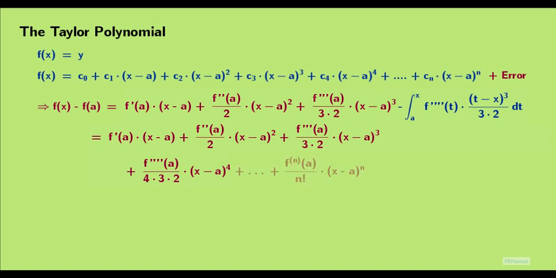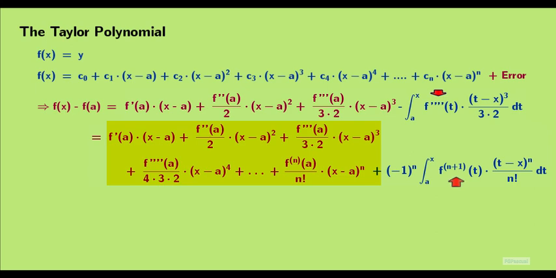The general term is the nth derivative of f evaluated at a times the quantity x minus a raised to the nth power divided by n factorial. Like this expansion that involves up to the third derivative of f, and the error term involves the fourth derivative of f. The error term here will involve the n plus 1 derivative of f. Note that in addition we have this factor, the nth power of negative 1, because this integral switches signs as one goes from one integration by parts to the next.